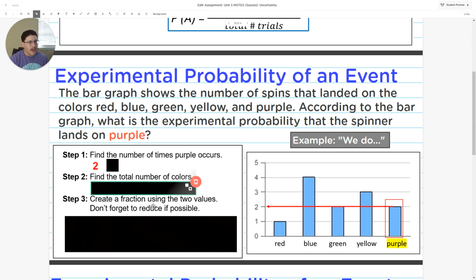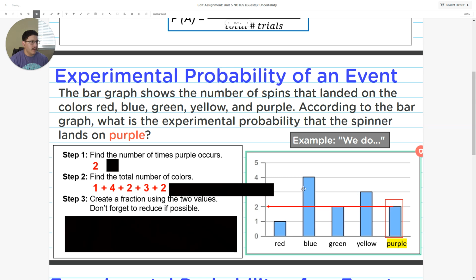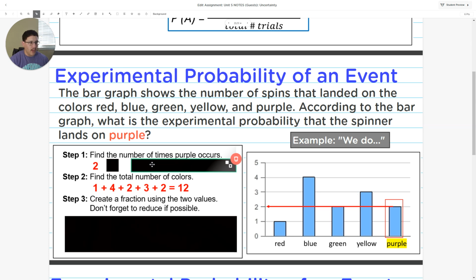Find the total number of colors. Well, total number is red plus blue plus green plus yellow plus purple. So that's 1 plus 4 plus 2 plus 3 plus 2 from what each bar value represents, which totals up to be 12. There are a total of 12 trials in this experiment. Now create a fraction using the 2 values. Don't forget to reduce if possible.